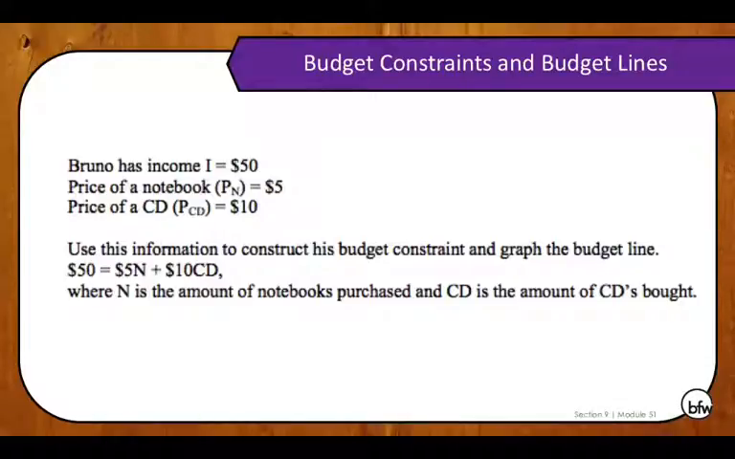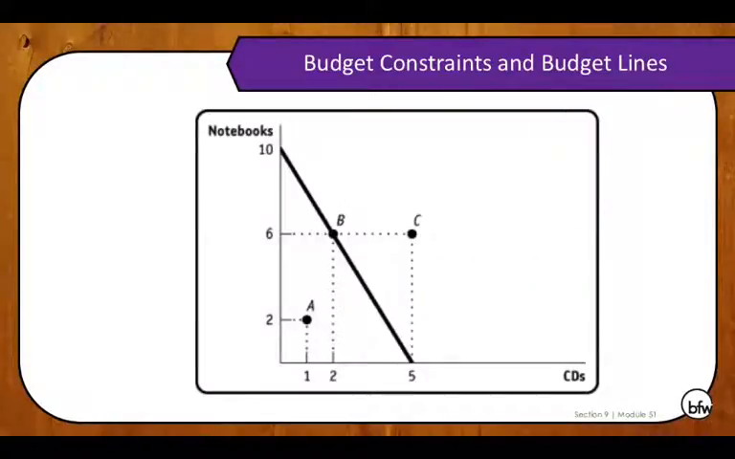The equation will be that his income of $50 is equal to $5 times N plus $10 times CD, where N is the amount of notebooks purchased and CD is the amount of CDs bought. This equation simply says that Bruno's income must equal the amount of money he spends on notebooks at $5 each plus the amount he spends on CDs at $10 each. It is a constraint or limit because he cannot afford a bundle that exceeds $50 of total spending. So, if we graph it, we create Bruno's budget line.